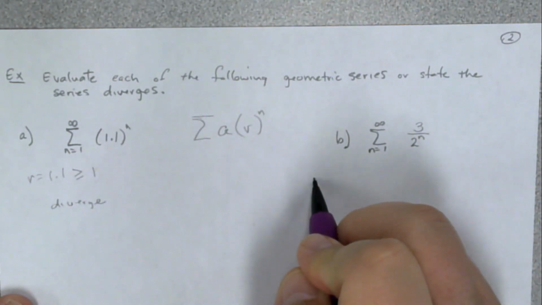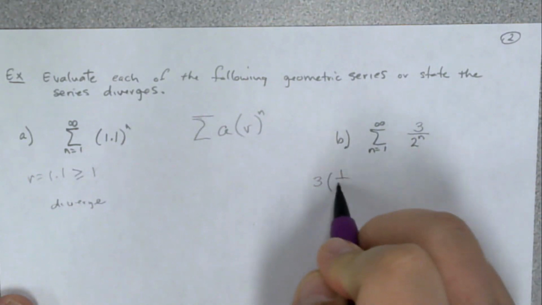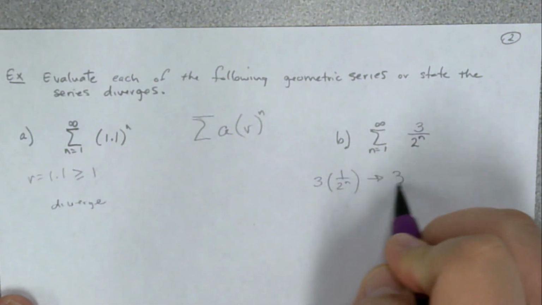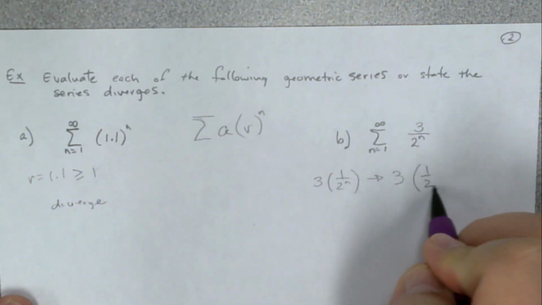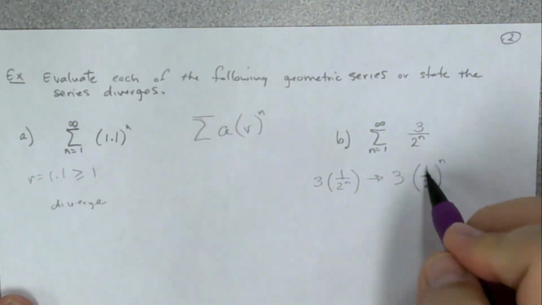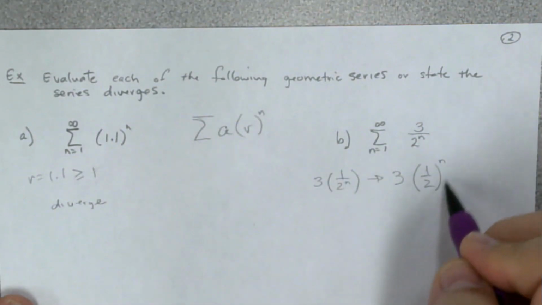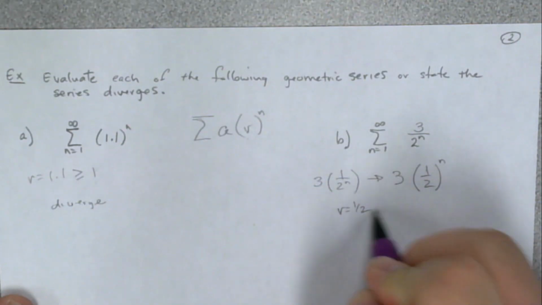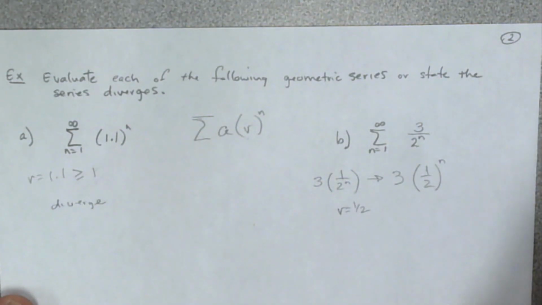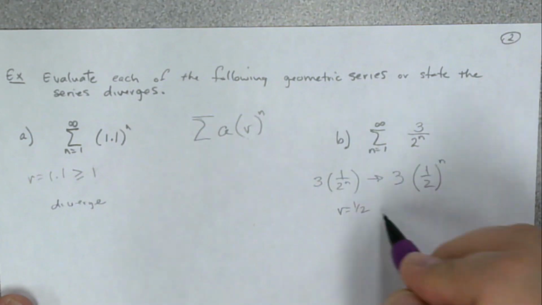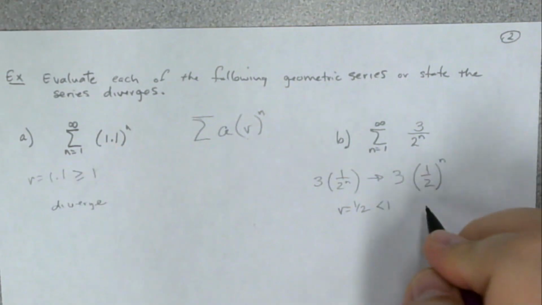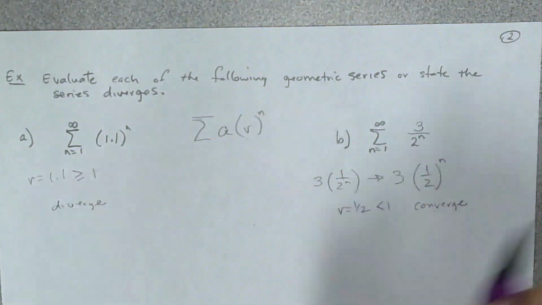So this is 3 times 1 over 2 to the n, which I can then write as 3 times 1 over 2 to the n. 1 to the n is just 1. So there I have that format. So r is equal to 1/2. It is geometric. Okay? And not only that, but because this is less than 1, then I know it will converge. And so I can find the sum.